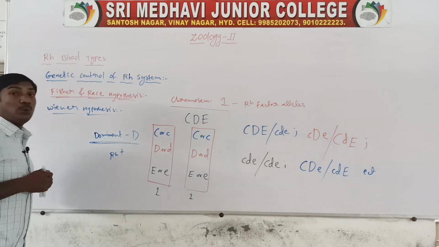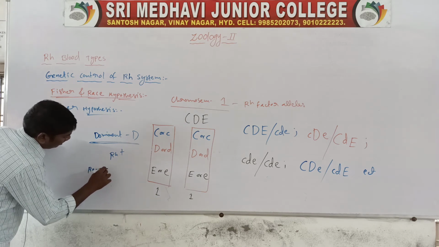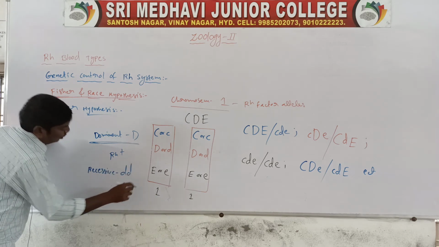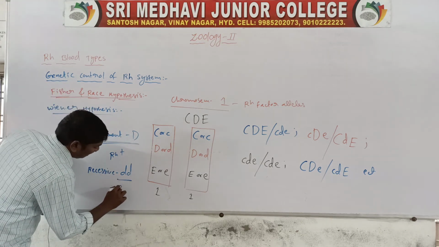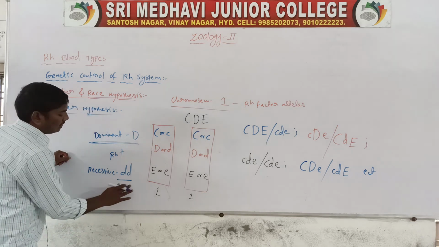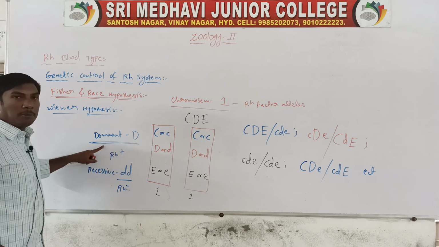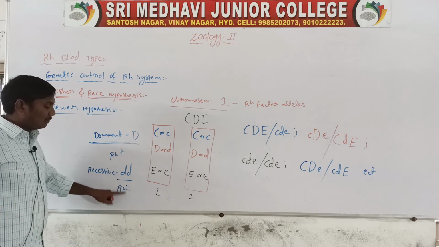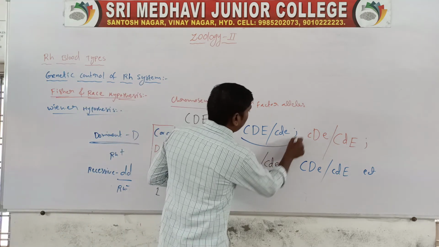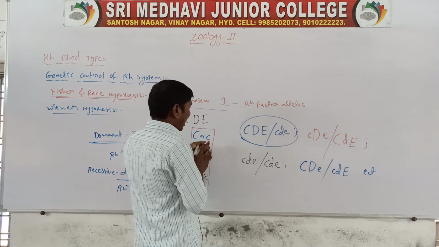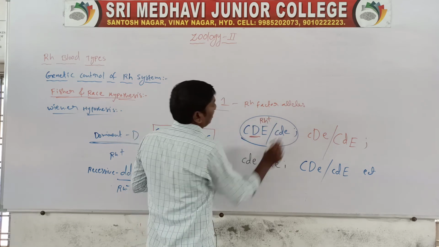Next one, two recessive d's. If two recessive small d's are present, this blood group is called Rh negative. So when the dominant D is present, that blood group is called positive, and when the recessive d is present, that blood group is called negative. For example, this person's blood group is called Rh positive because the dominant D is present.